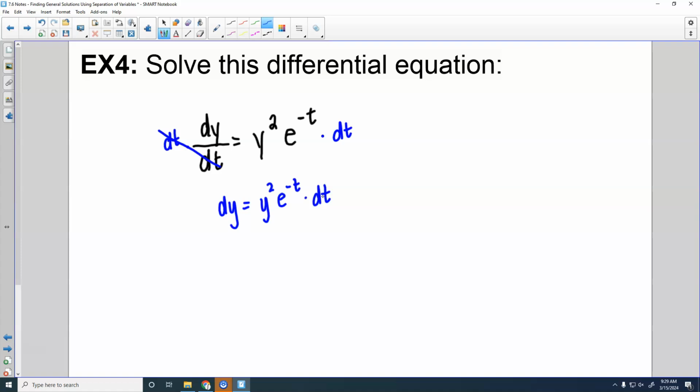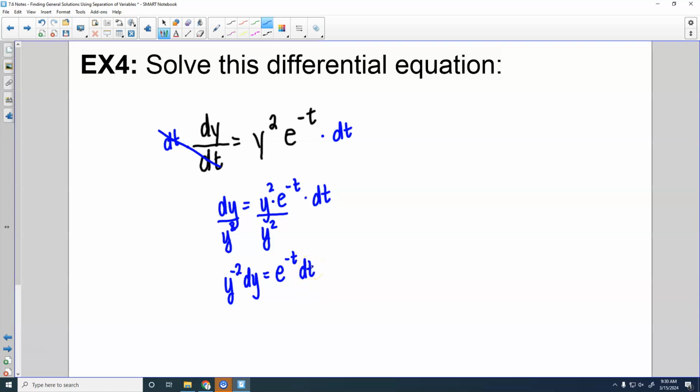Okay, what do I need to do next? Everything here is multiplied together, right? If it was y squared plus e to the negative t, I would not be able to do that. It would not be separable and I couldn't do the problem. But everything's multiplied, so I can just divide by y squared. So that gives me dy over y squared. I would prefer not to have a denominator there. How could I write that so I wouldn't have a denominator? y to the negative 2 dy equals e to the negative t dt.